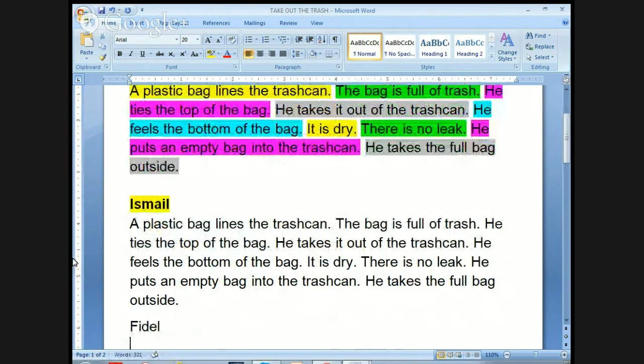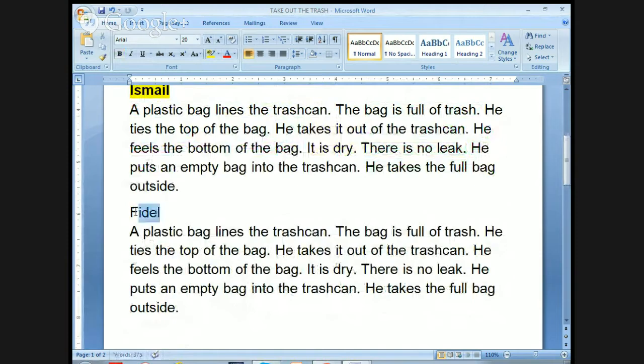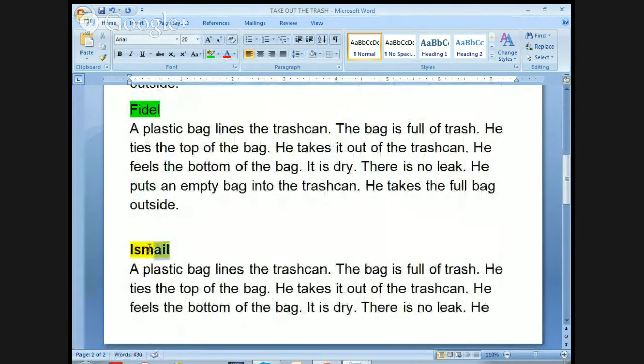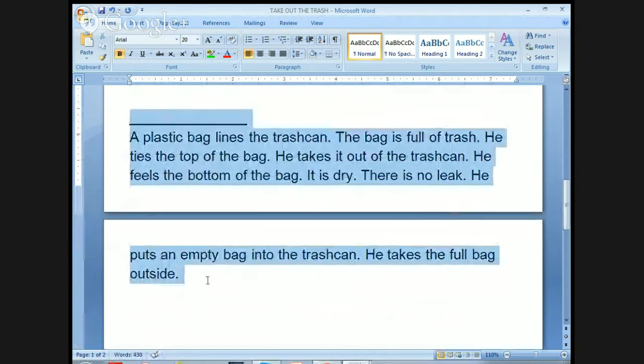Just 1 second. Copy. And this one is for Fidel. Control V. And we're going to go here with that one. And we're going to go here, Control V, with someone else. When someone else comes, it will be someone else. Control C.